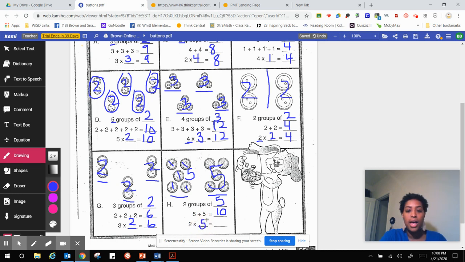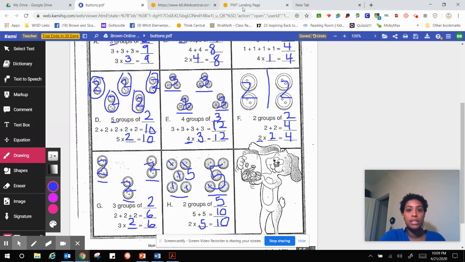So 2 times 5. Remember, this helps you: 2 groups of. So then we have 10. So 2 times 5 equals 10. All right, boys and girls. So that was your review of repeated addition and how it relates to multiplication.